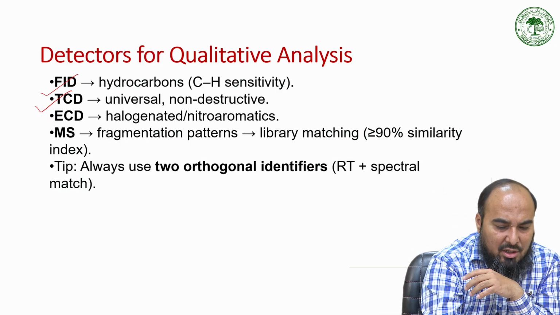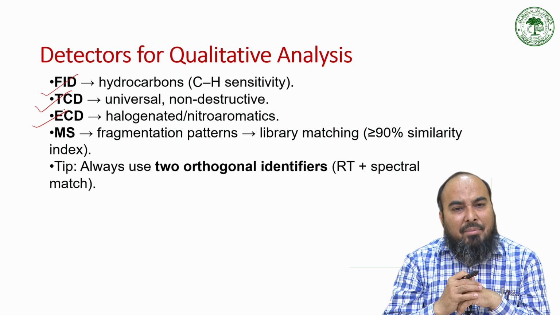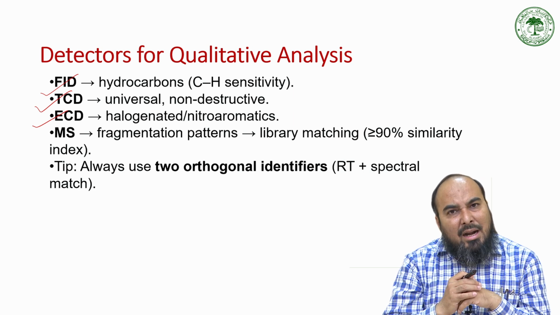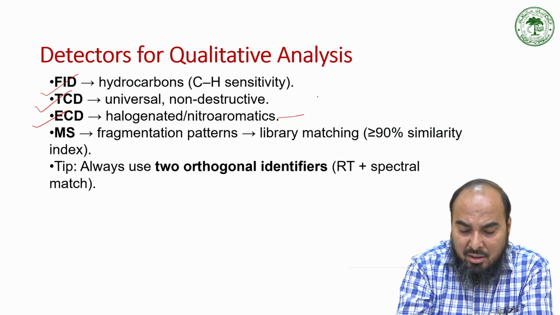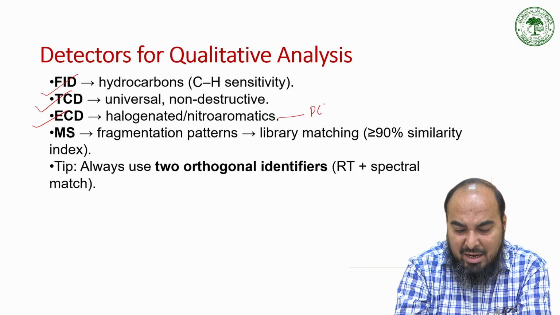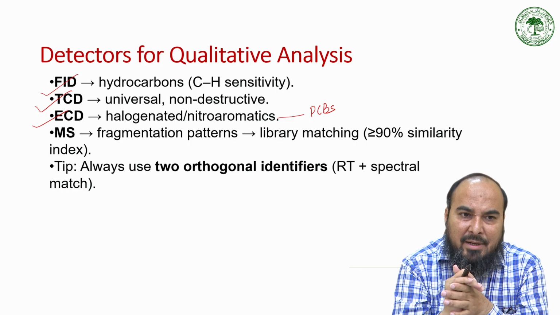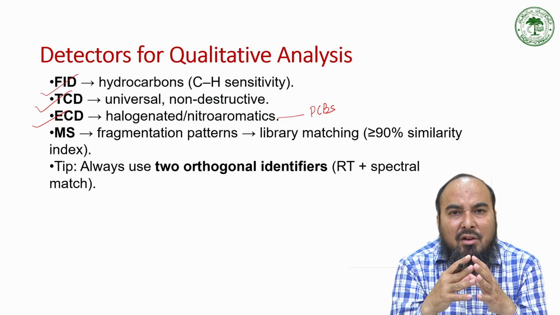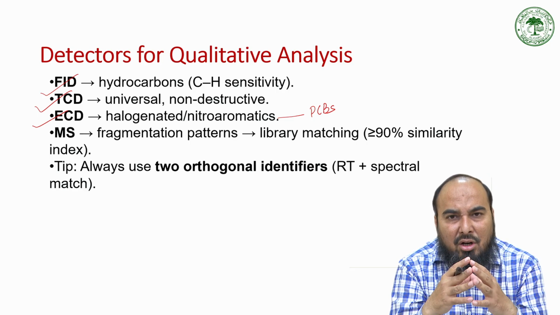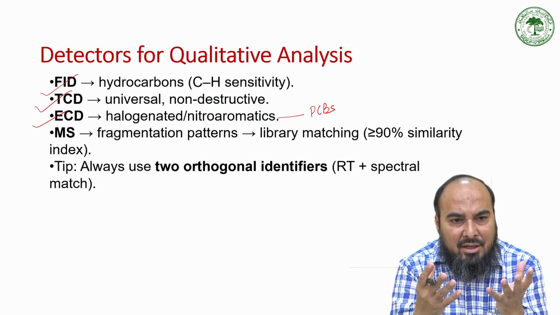Similarly, we have the electron capture detector. It is very good for detecting halogenated compounds, nitro aromatics, and particularly polychlorinated biphenyls, PCBs, that are very harmful from an environmental perspective. So ECDs are very good for monitoring the environment or environmental contaminants.